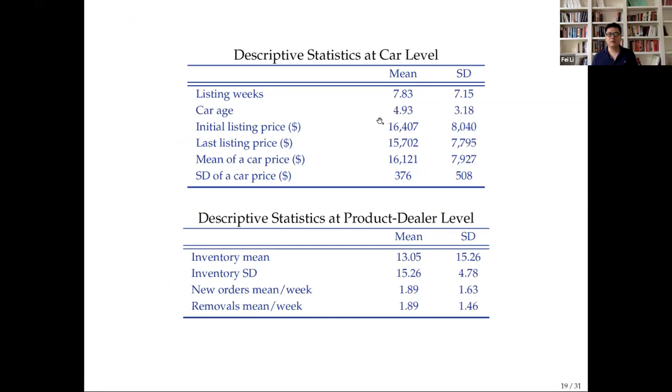The list price will drop, so the price trend is negative. For each car, the standard deviation, which is the intertemporal price fluctuation, is about $400. On average, dealers hold different inventory, and the mean is 13, because for each dealer the inventory will fluctuate. This is your over-time expectation.